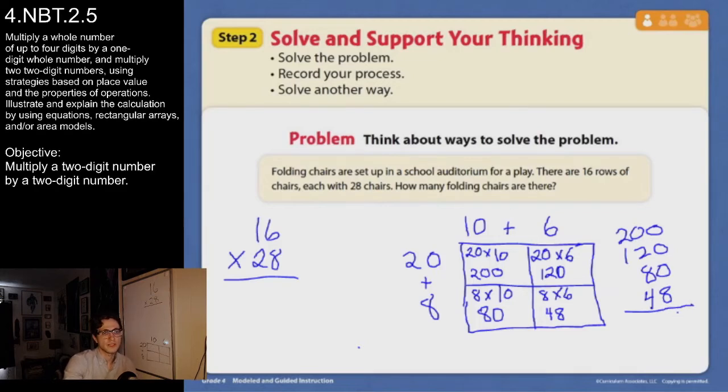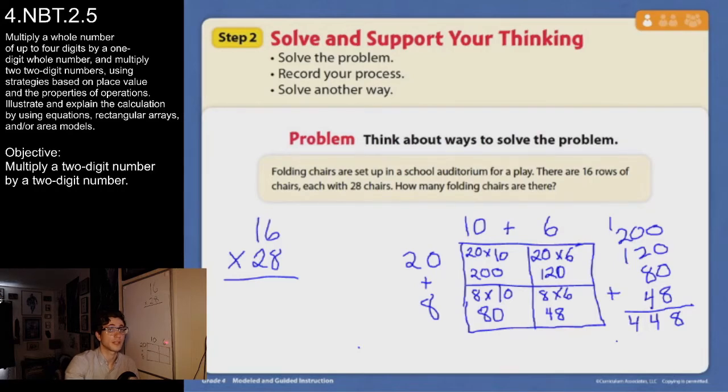Adding up all these ones, we have 8 ones still. We have 2 plus 8 is equal to 10, plus 4 is equal to 14, but we can't put that 1 here. We have to bring it up over our other hundreds. So we have 2 plus 1 is equal to 3, plus this extra 1 here makes it 4, to give us 448 chairs.